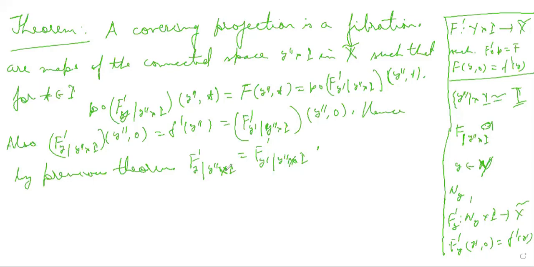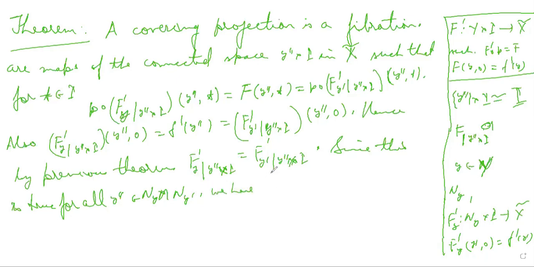So since this is true for all y double prime belonging to Ny intersection Ny prime, we have f_y prime restricted over Ny intersection Ny prime cross I equal to f_y prime prime restricted over Ny intersection Ny prime cross I. We have this.